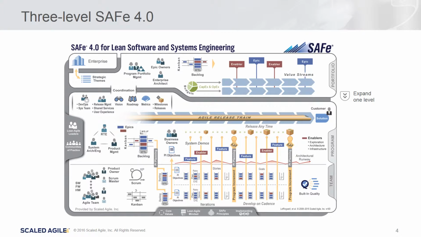The program level in the middle is where a group of agile teams work together to deliver a larger solution. And of course, the customer is part of our solution here at the top. This larger structure in the middle is called the Agile Release Train, which we'll come back to in a second. The Agile Release Train is the organizational construct, typically virtual, that delivers solutions.